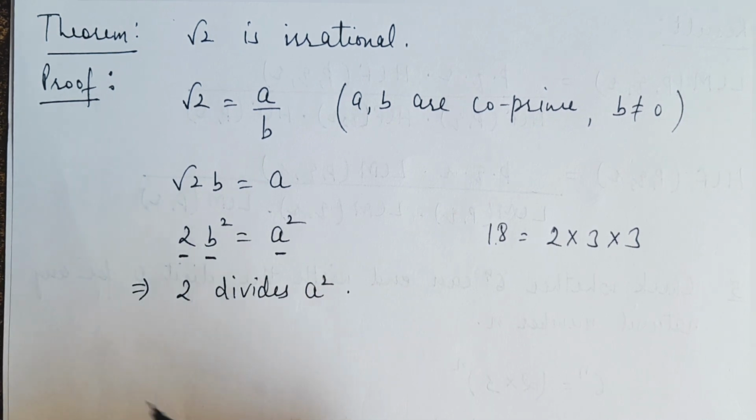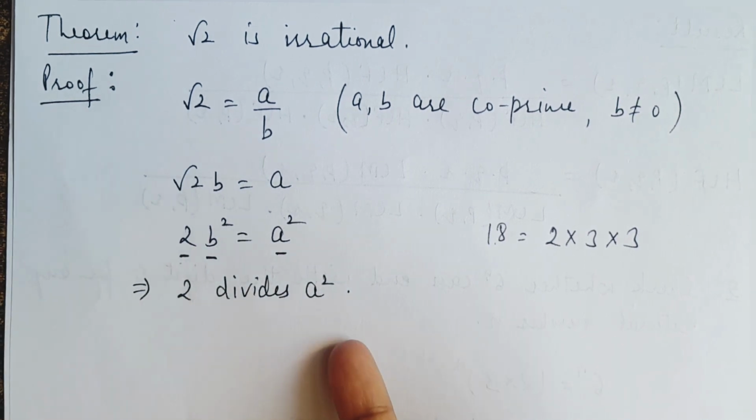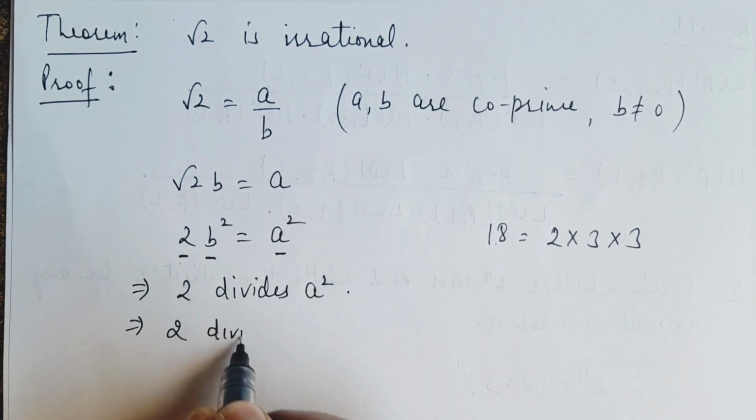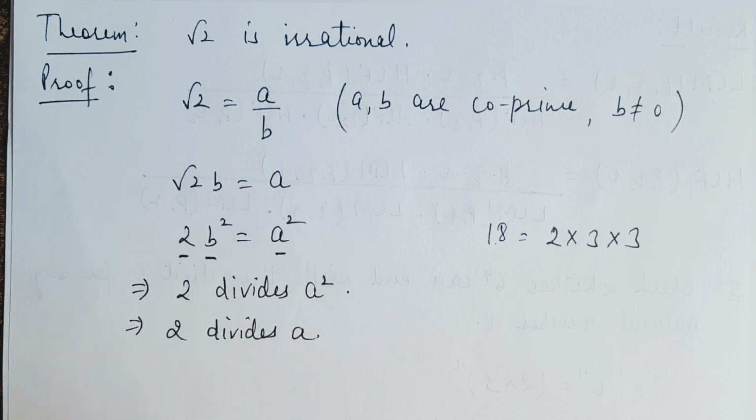And now we have just proved the result: if a number divides A square, then it will also divide A. Hence 2 divides A also. That's why we proved the result earlier.